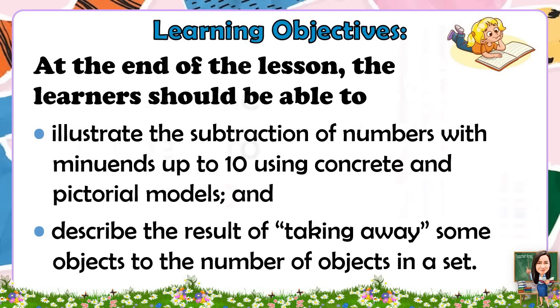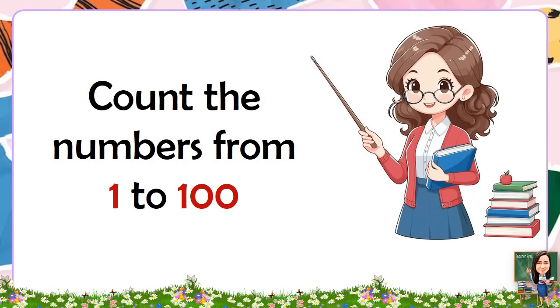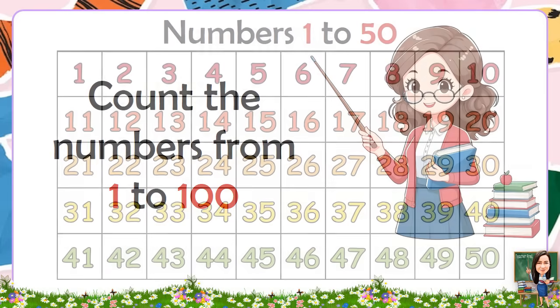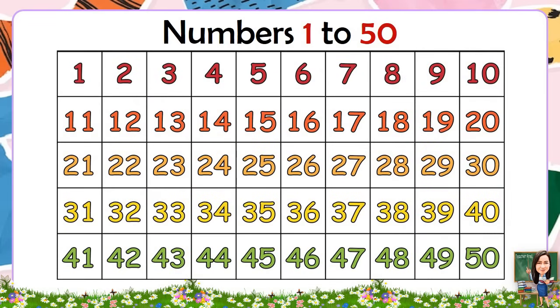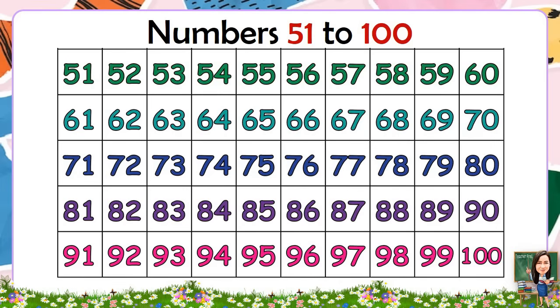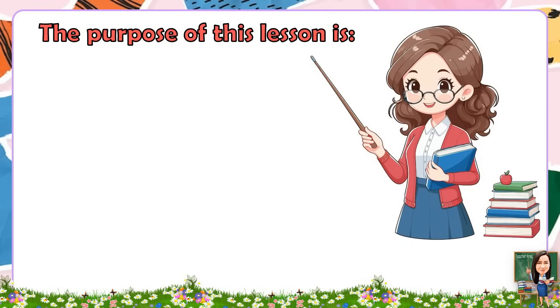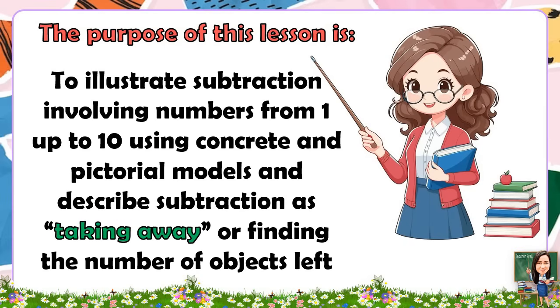Before we start our lesson, can you count the numbers from 1 to 100? Are you ready? Count numbers from 1 to 50, then next is 51 to 100. The purpose of this lesson is to illustrate subtraction involving numbers from 1 up to 10 using concrete and pictorial models and describe subtraction as taking away or finding the number of objects left.